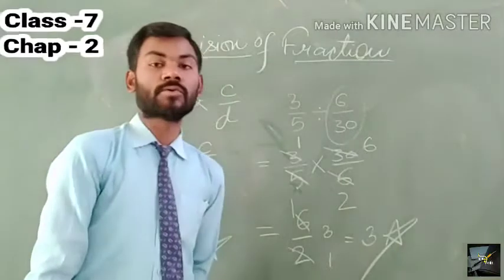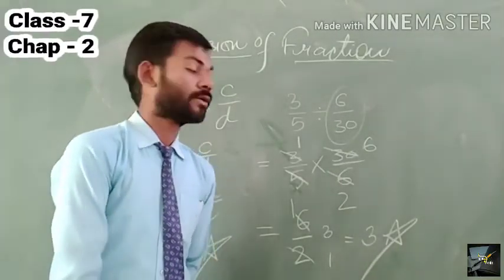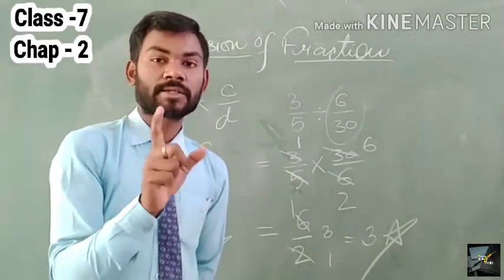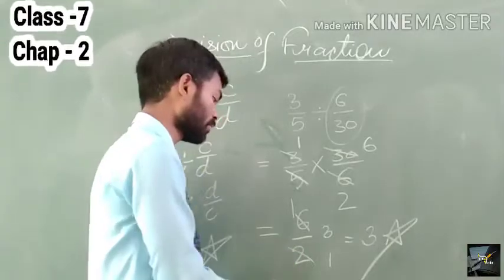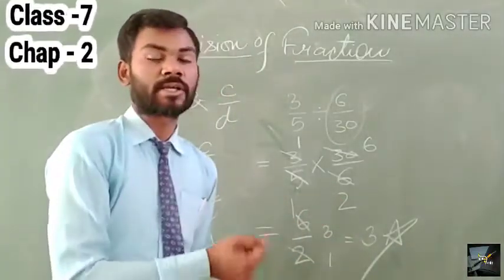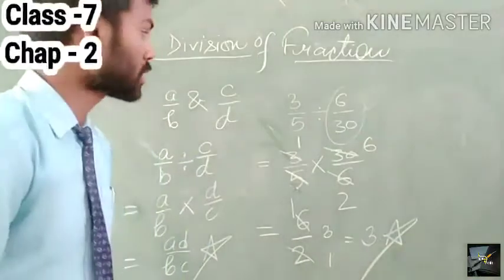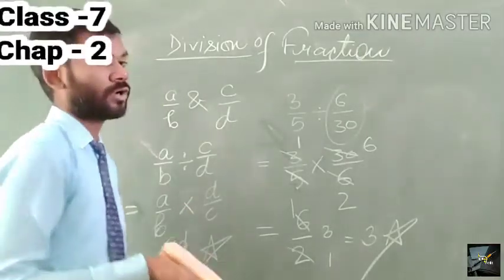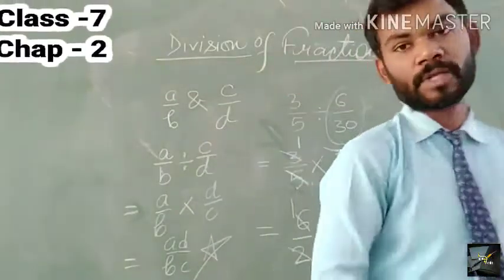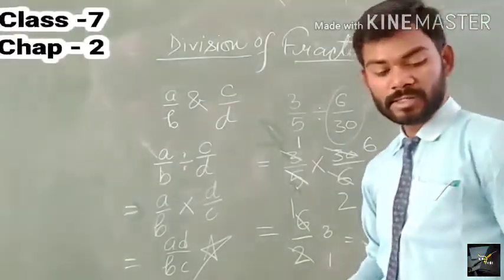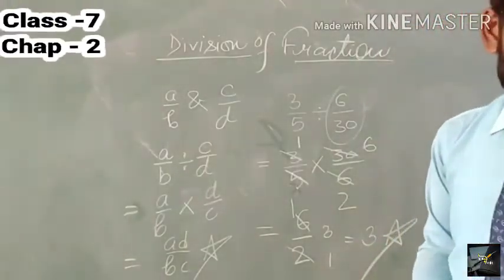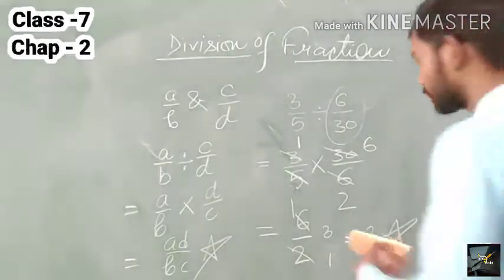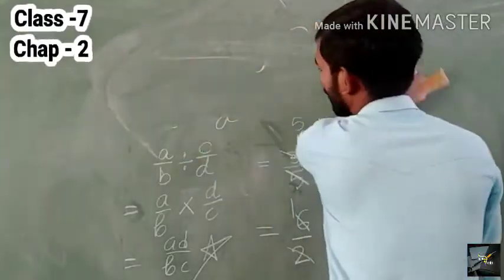Here in 6 upon 2 we can also see that the numerator and denominator both have a common factor, 2. Therefore, we also remove them and at last we get the result as 3. So this was the division of fraction, the second topic of this chapter, and I hope that this is clear. Now let us see the questions based on these two topics. So let's start the exercise.